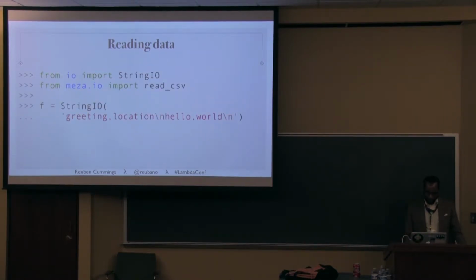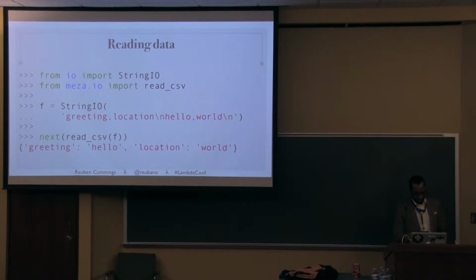Now, if you want to read a different file type, you can just use a different reader. In this case, we're doing read_csv. Meza will accept a file path, so if you have a local file path, it accepts that. It also accepts a file-like object. Here we're just creating a fake CSV file with a file-like object. When you call next, you just get back the next record, and in this case it's going to be a dictionary.